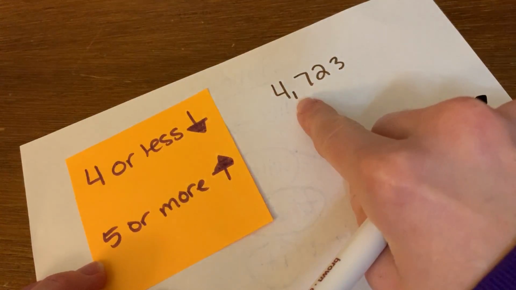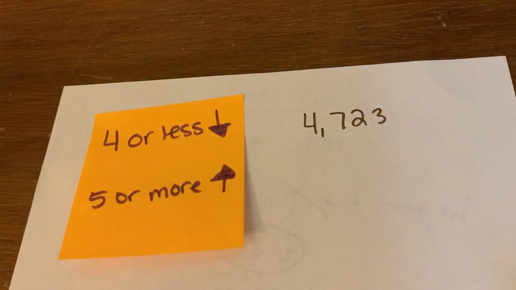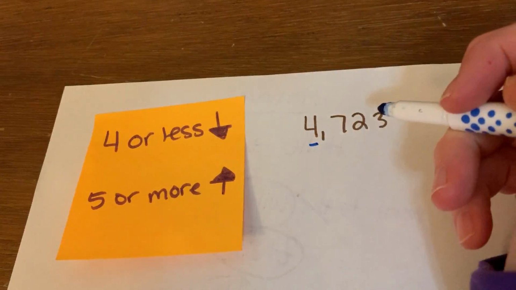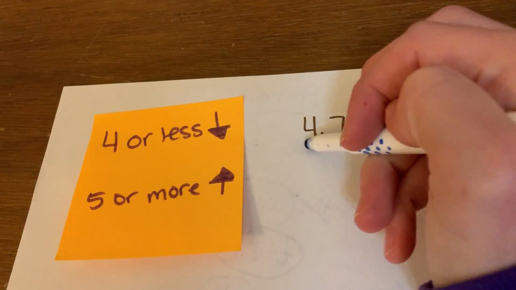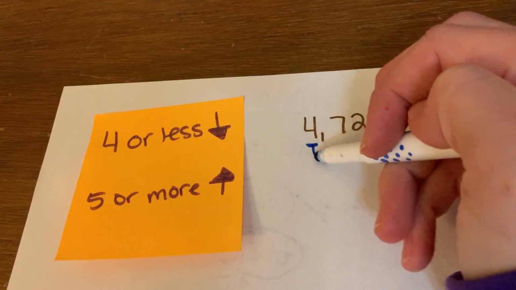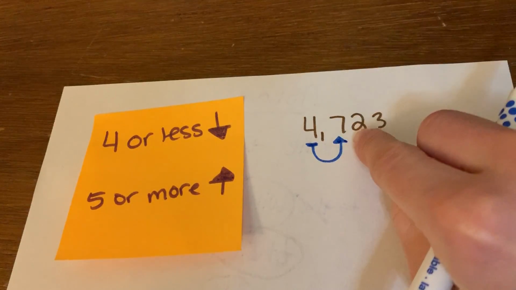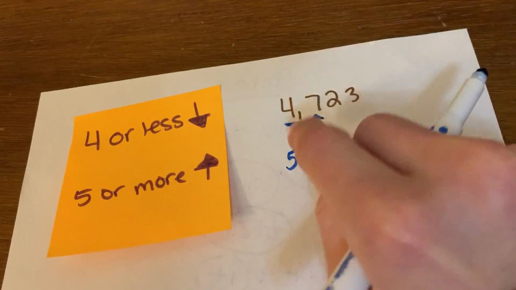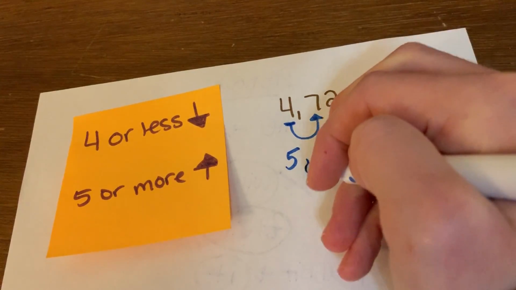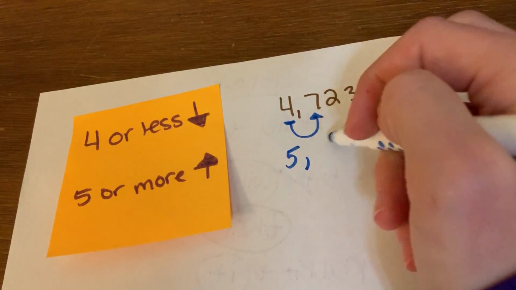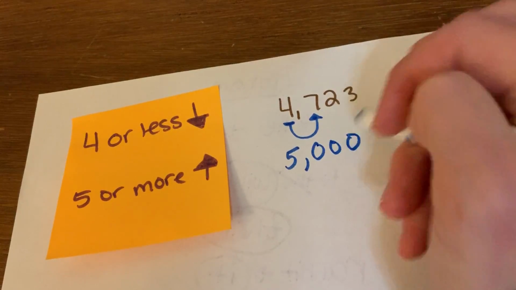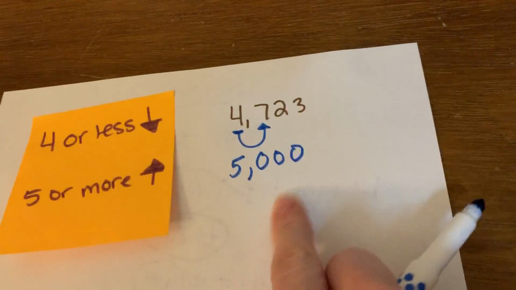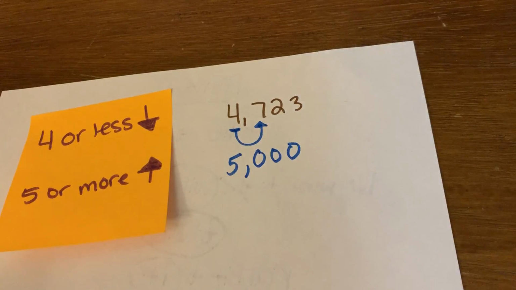4,723, I'm going to round to the greatest place value. And to do that, that means I'm rounding to the thousands place. So I underline the thousands place and I look right next door. I have a 7 here. That is 5 or more. So that means this number is going to go up. And everything from the 7 on turns into, well, zeros. Okay? So that's 5,000.